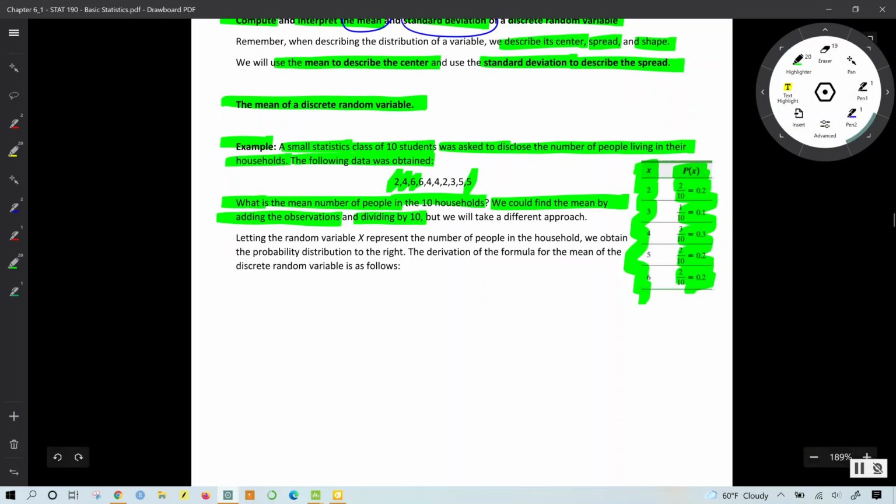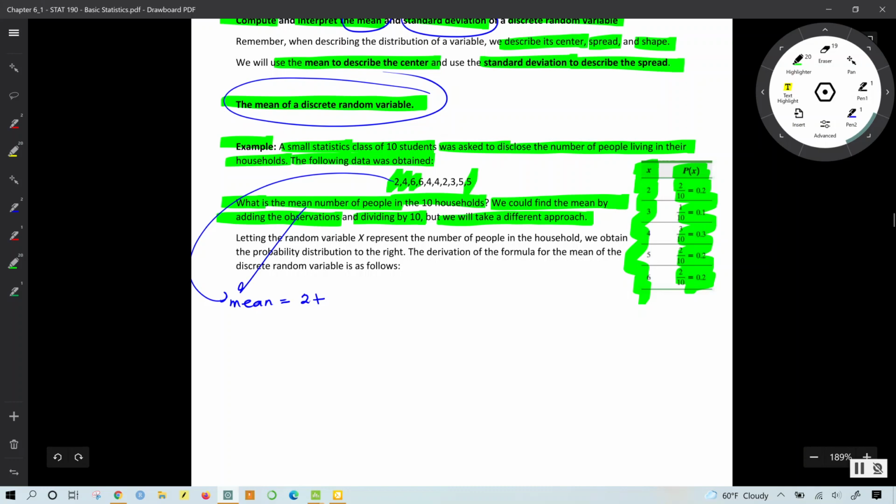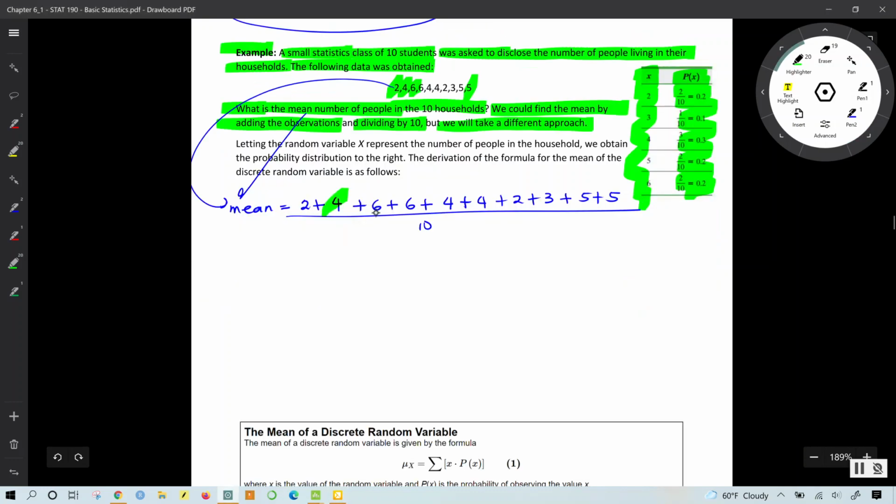That is one way. In fact, we're going to start out that way and then show that there is a different approach. And in that way, we'll be able to generate the formula in general for calculating the mean of a discrete random variable. Let's see. So if I wanted the mean, as we just discussed, I would add up 2 plus 4 plus 6 plus 6 plus 4, all of the numbers added together.